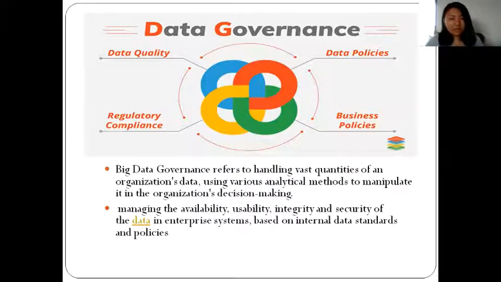The next one is data governance. That's our main point. So as we can see in the pictures, it is merge of data quality, regulatory compliance, data policies, business policies. So basically, data governance is a process of managing data usability, availability, or security, but under an internal data standard of the business. So it means handling vast quantity of data, but within the limitation of policies of the business.